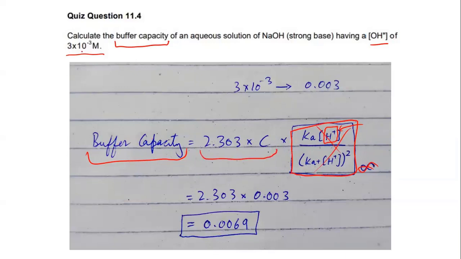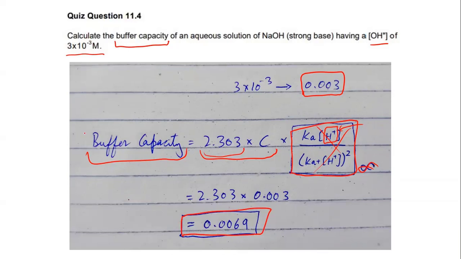Now 3 multiplied by 10 to the power minus 3 molar means 0.003. To make it simple for you guys, whenever you see this kind of thing, simplify it. So now this 2.303 is coming here, and we are putting the value of concentration here, and we are getting the answer. That's it. This is the only question you can find in Monash University.